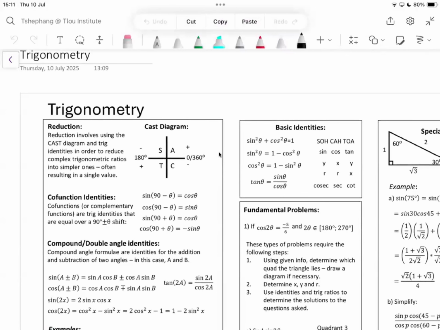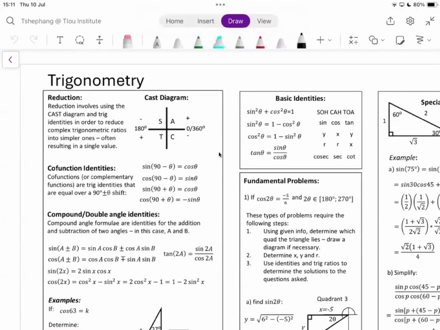Now let's start with some revision of the things that you need to know. Those are the crucial things that you need to know for this topic in your grade. I know you did it during the first term of this year, so let's see if you still remember some of those things. As usual, I'm going to start with some explanations, and then we will tackle the questions a little bit later. Now we're going to be starting with the CAST diagram.